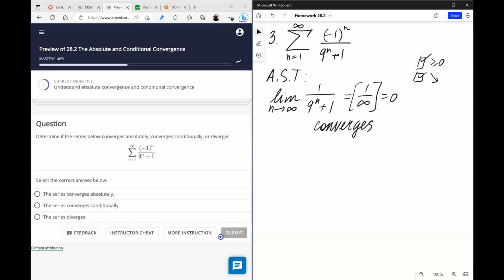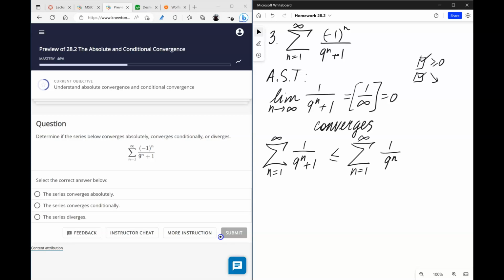Now, to identify whether it converges conditionally or absolutely, we have to analyze the convergence of this series. This time I'm just going to use the comparison test. I can use the limit comparison test too, but you will see that when the comparison test is applicable, it is less work than the limit comparison test, although the limit comparison test is more powerful.